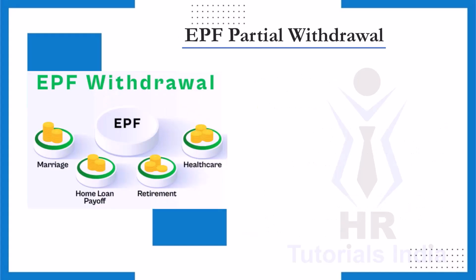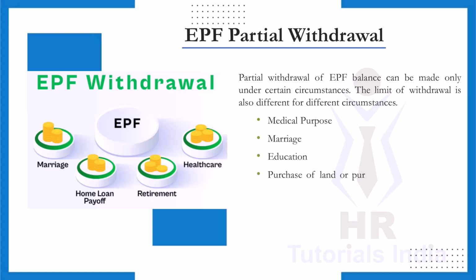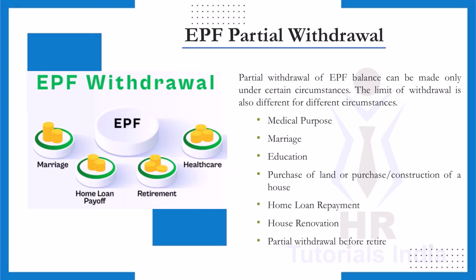EPF partial withdrawal. Now let us see when an employee can withdraw PF partially. Partial withdrawal of the EPF balance can be made only under certain circumstances. The limit of withdrawal is also different for different circumstances. Now let us see what are the different circumstances under which a partial PF withdrawal can be done. Medical purpose, marriage, education, purchase of land or purchase or construction of a house, home loan repayment, house renovation, partial withdrawal before retirement. So these are the circumstances under which an employee can withdraw PF partially.